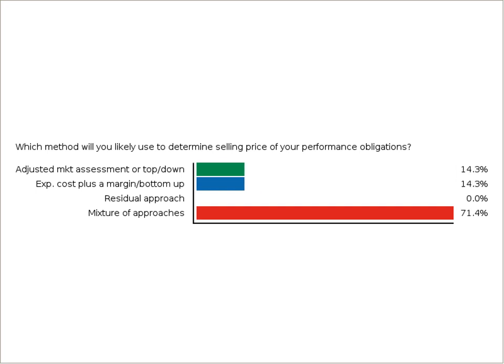I appreciate it. Question number 2. Which method will you likely use to determine the selling price of your performance obligations? Please make your selection from the following: adjusted market assessment approach / top-down approach, expected cost plus a margin approach / bottom-up approach, residual approach, or a mixture of the approaches. Please make your selection now.